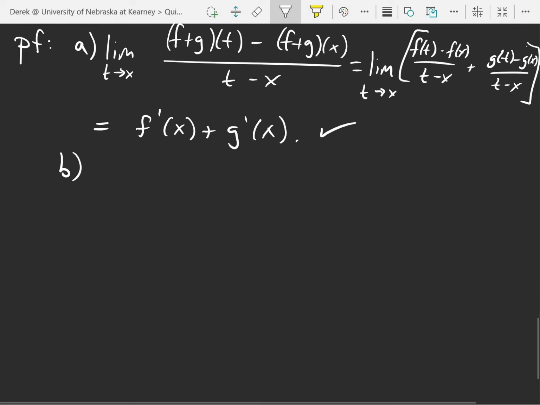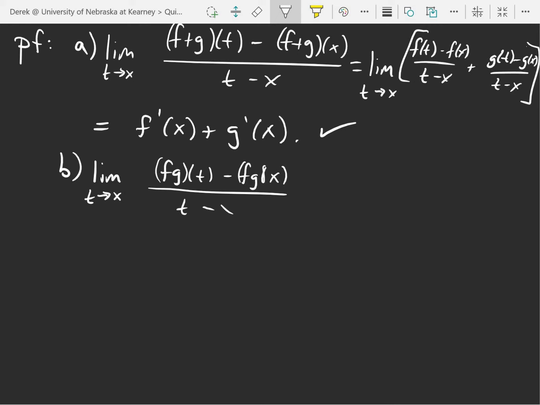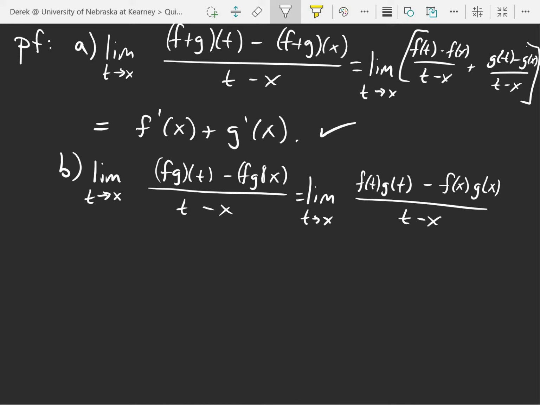B. This one's not so bad either, but we have to do a little bit more algebra in the middle. So the limit as t goes to x of fg at t minus fg at x over t minus x is equal to the limit as t goes to x of f of t g of t minus f of x g of x divided by t minus x. Okay, so here I can't just use a product thing because this numerator isn't just the product of derivatives here.